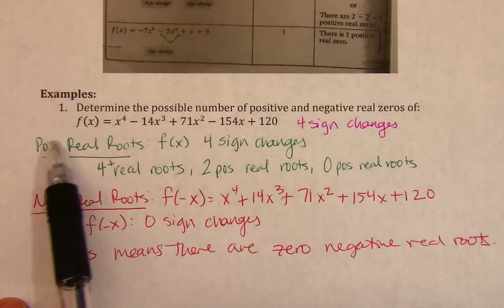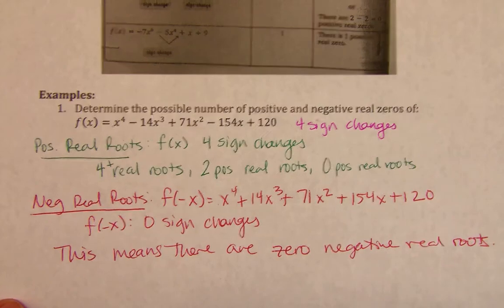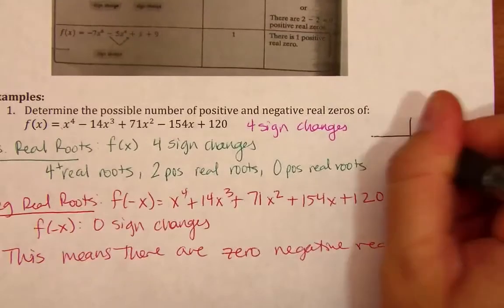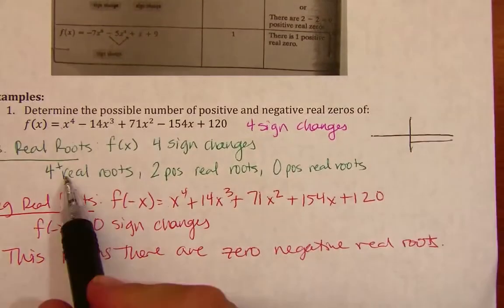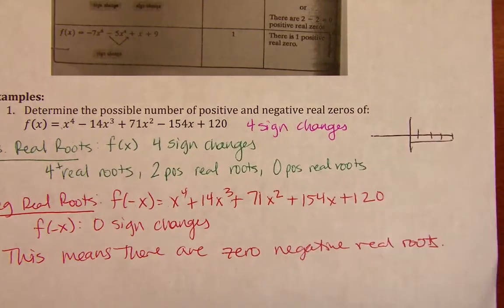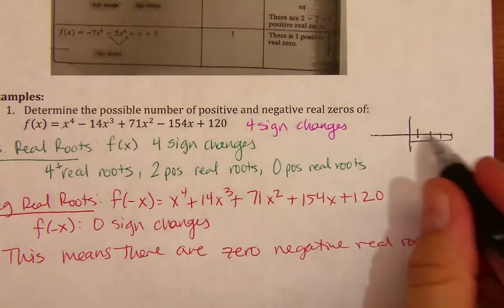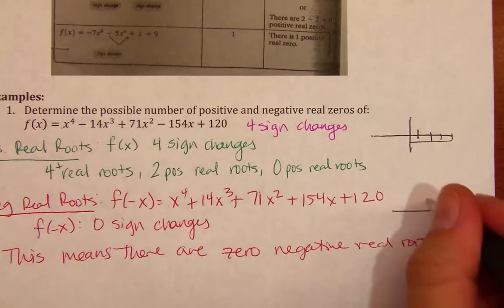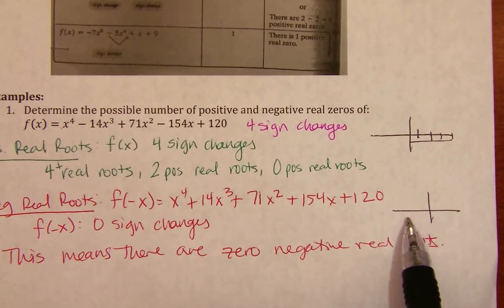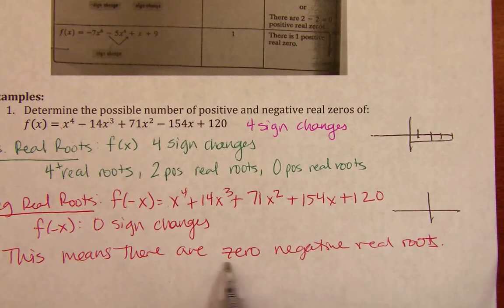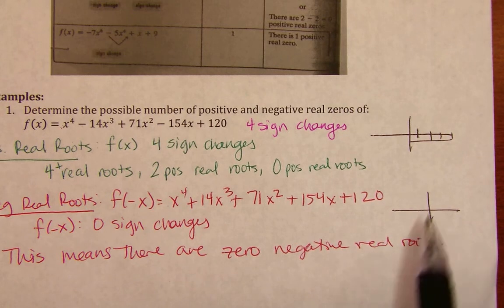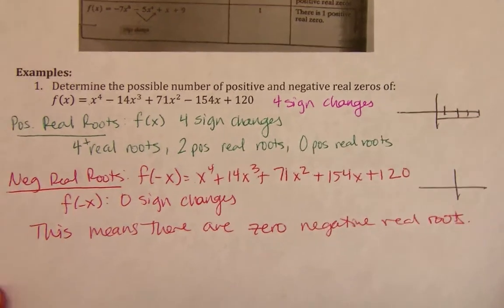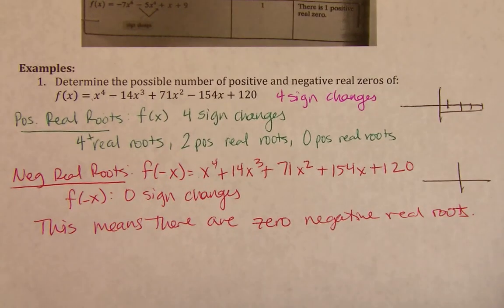So if I know how many positive real roots I have, that means that on this side of the x-axis I could either have 4 roots, or I could just have 2 of them, or I could have no real roots. And what this is telling me is that I definitely never cross the x-axis on this side. There are 0 negative real roots. So my graph never touches the x-axis on this side. Okay, so that's the information that we're gaining from these functions here.